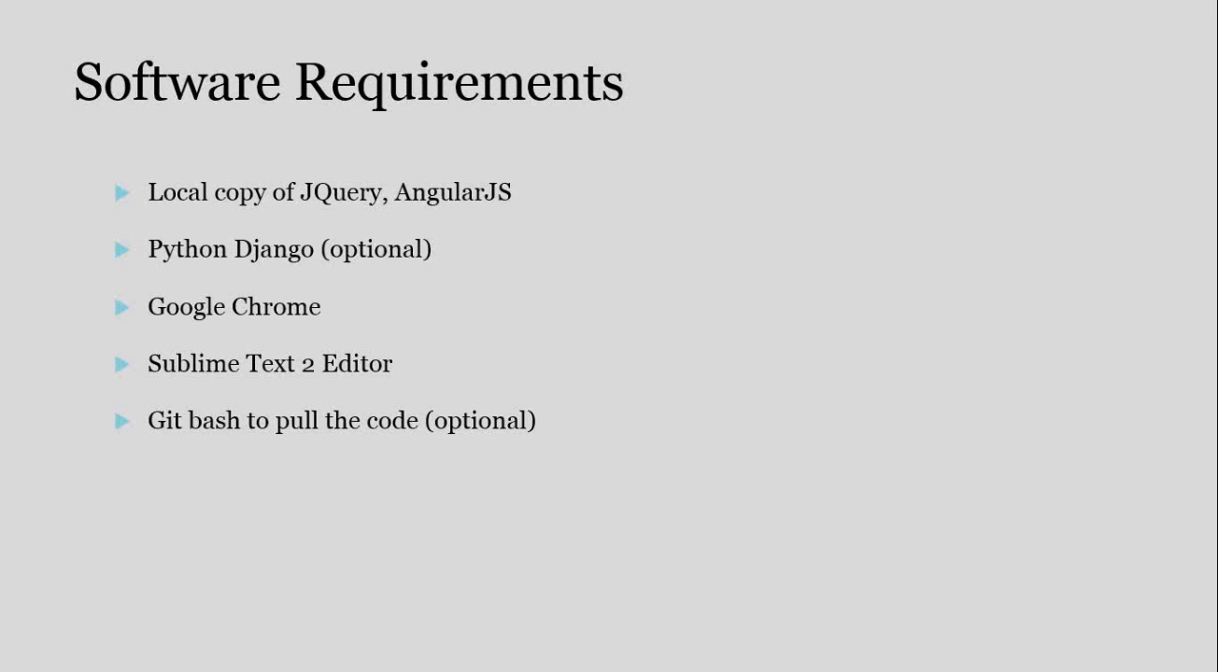And we need Google Chrome, and we'll be using Sublime Text 2 as an editor. I'll be writing all my code using Sublime Text 2. And Git Bash, if you have it, you can pull the updated code every day, and if needed you can also contribute to the repository. You can add some complexity to the example, or you can create a new example. So it will be a good interactive way between you and me. You can also contribute, from which I will also learn.